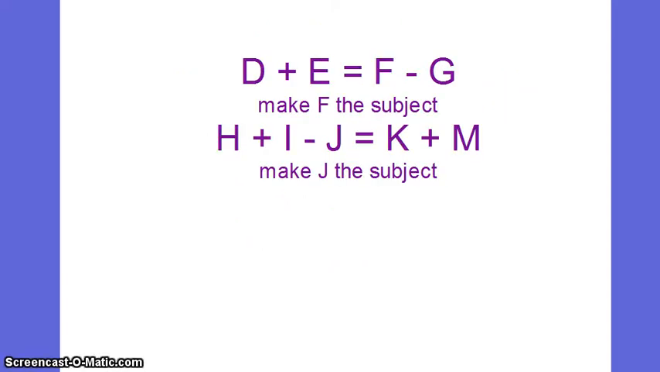Okay, so there's a couple here. In the first example, you want to be making f the subject, and in the second example you want to make j the subject. Okay, so when we're talking about making the subject, we're looking for a j equals here and an f equals up there. So if you pause the video, have a go at that, and we'll go through the answers. Okay, hopefully you paused it and are not just still watching.